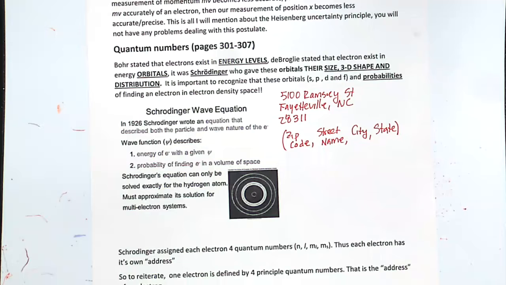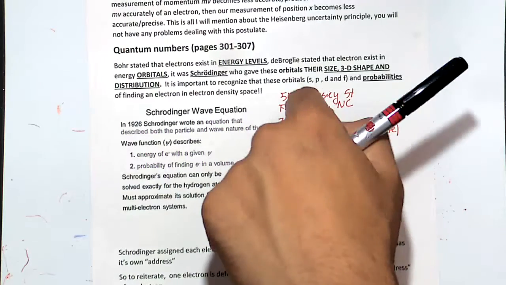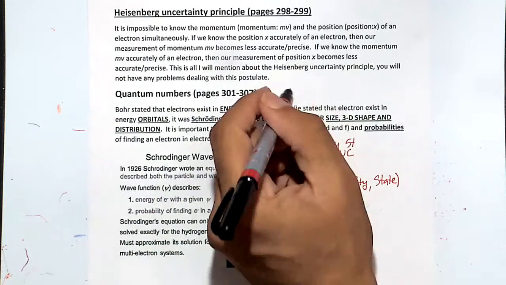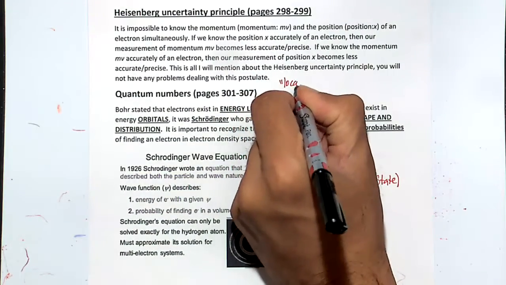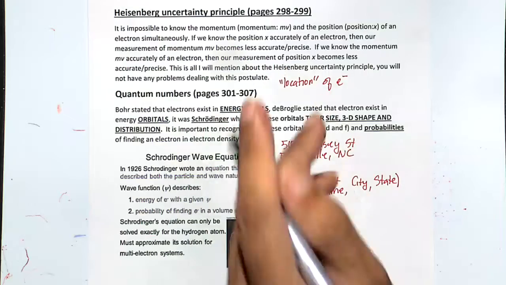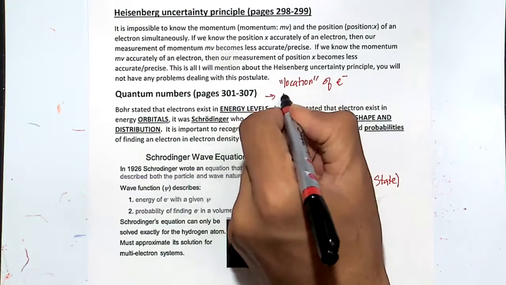So the idea is that if I give you these four things, you should be able to find Methodist University, the location, right? In the same way, we can determine the location, in air quotes, of electrons using four quantum numbers. The location of electrons is determined by four numbers, and those are called quantum numbers.